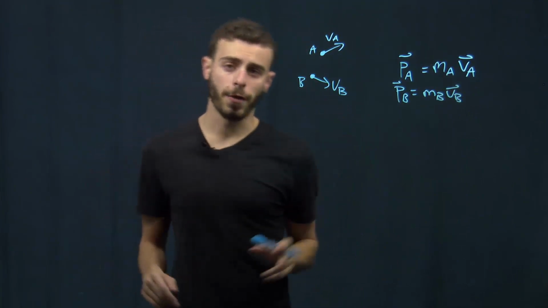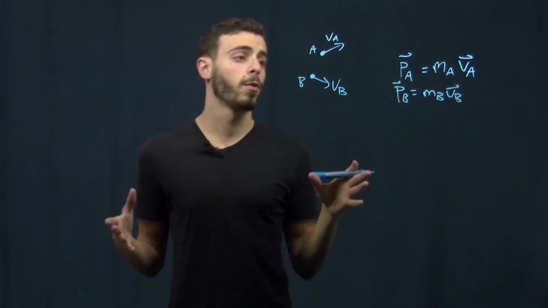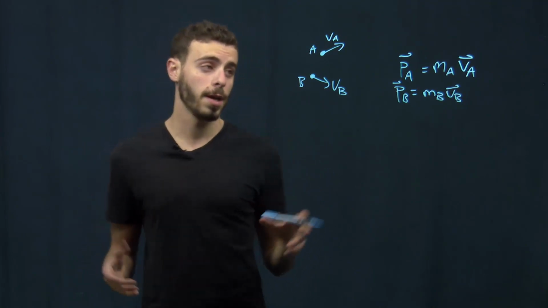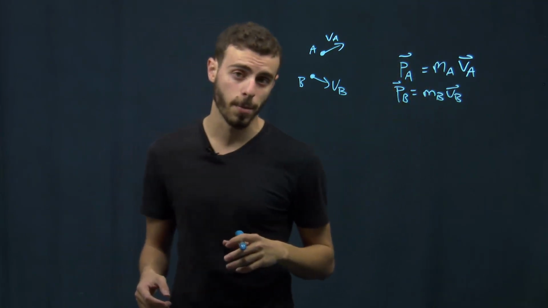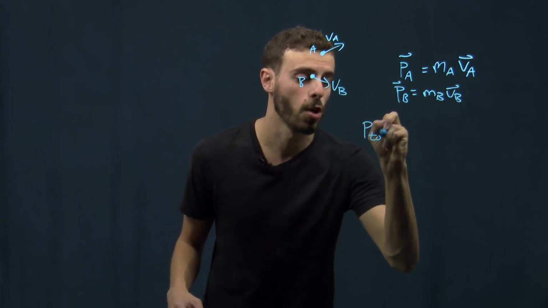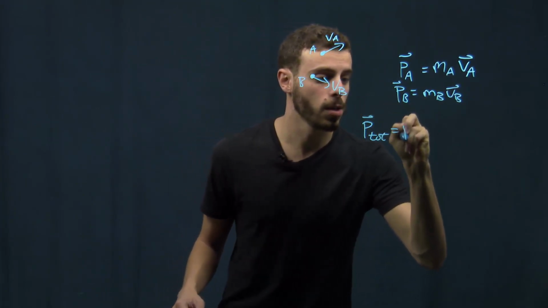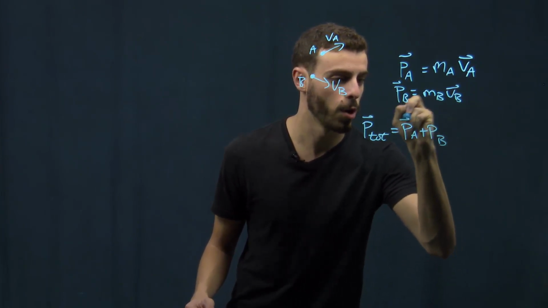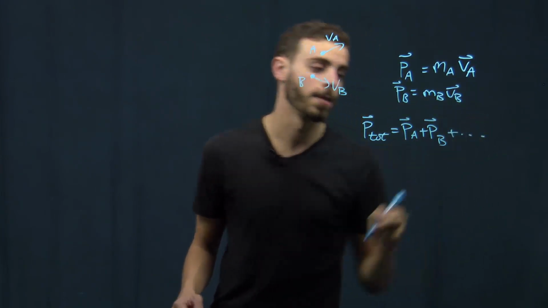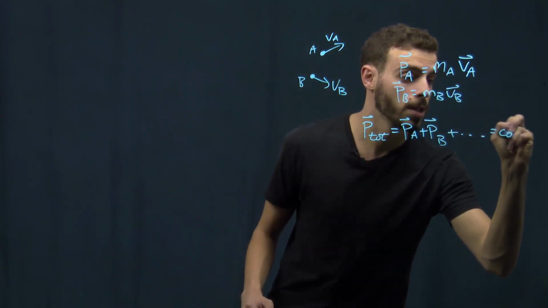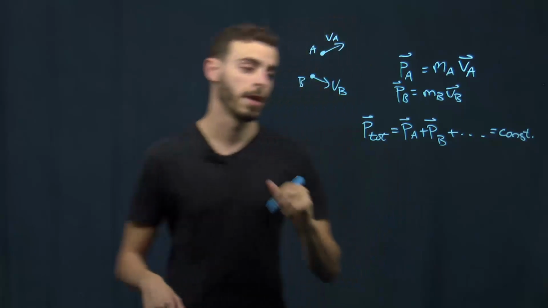We could do this for any number of particles. Whenever we're dealing with the conservation of momentum, the conserved quantity is going to be the momentum of all of these particles added together. So our conserved quantity is the total momentum, which is equal to the momentum of particle A plus the momentum of particle B plus ... for however many particles you're looking at. And this here is what is conserved. This is constant at all times.